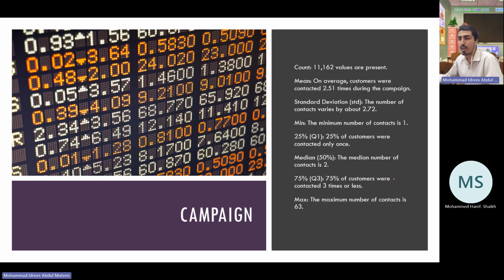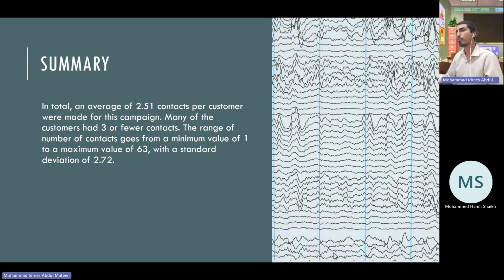And how will the campaign variable help us? In total, an average of 2.51 contacts per customer were made for the campaign, and many of the customers had 3 or fewer contacts. The number of contacts goes from a minimum value of 1 to a maximum value of 63, with a standard deviation of 2.72.